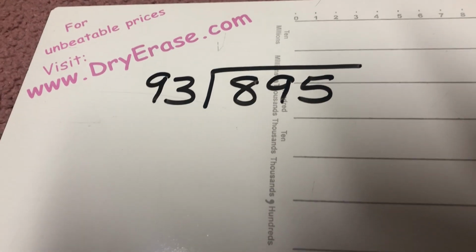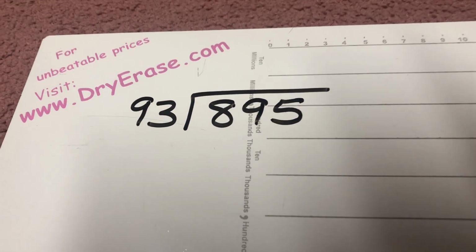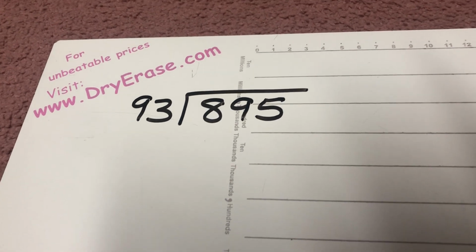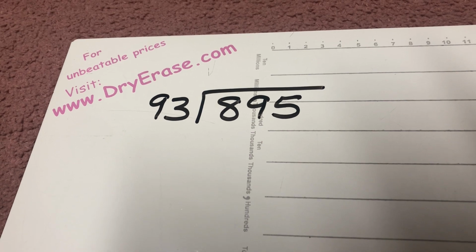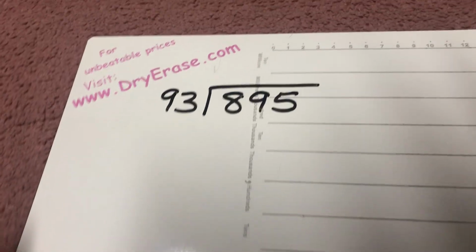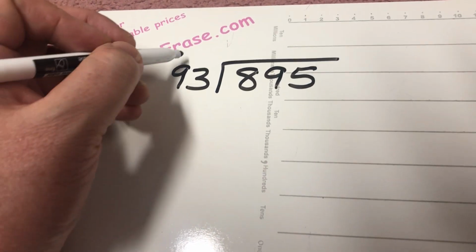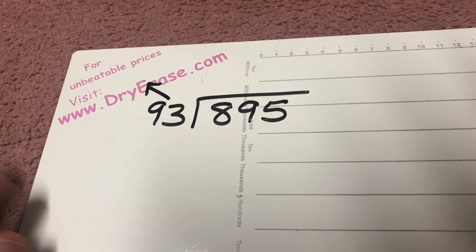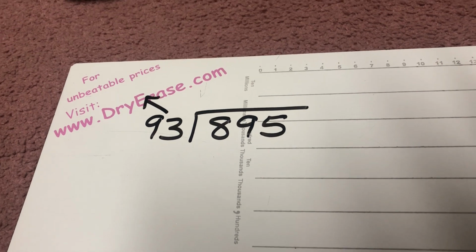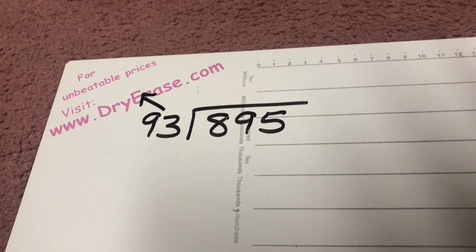All right, fifth graders. Well, we are continuing right along here in chapter 6, getting into lesson 6.6 today, and we're going to be dividing by two-digit divisors. Now, when we do this, a recommendation that I make is that we take this two-digit number and we round it to the greatest place value.